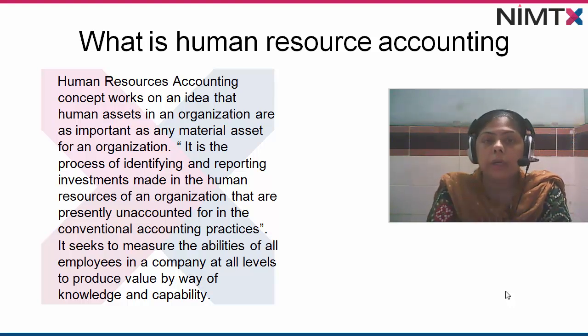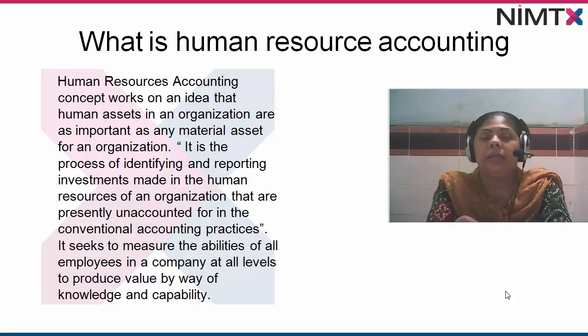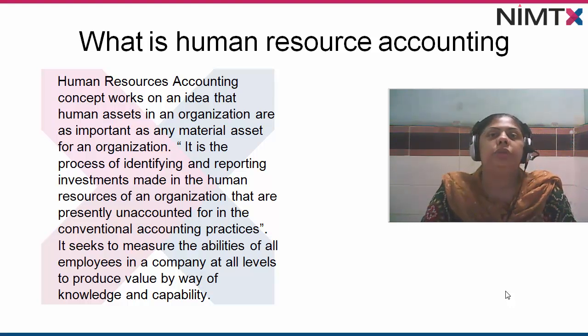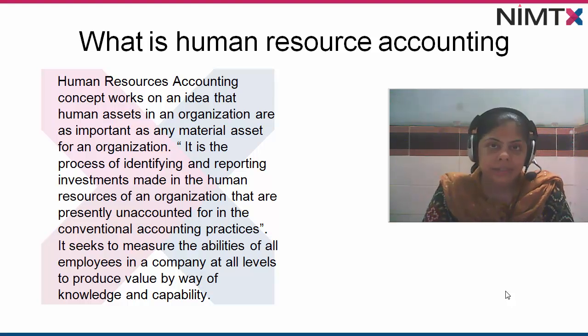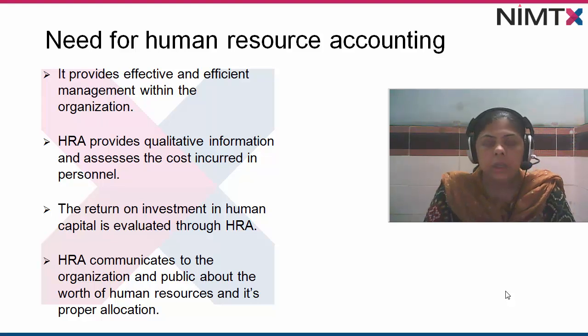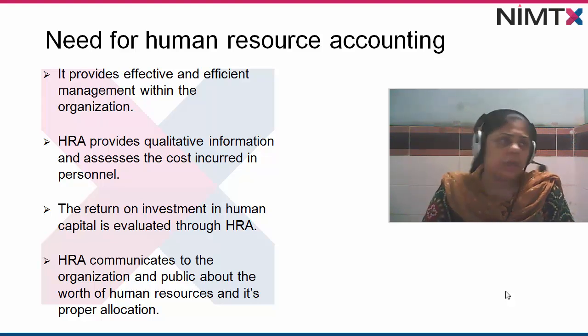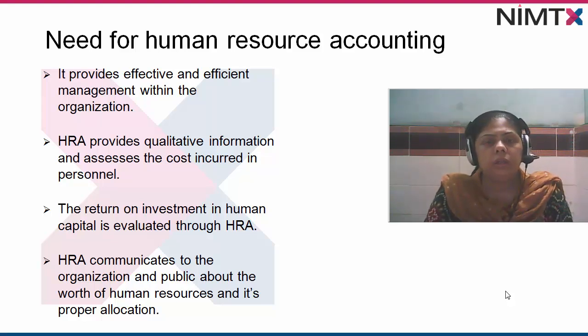When you employ a person, that person would work towards the organization's goal, and ultimately it leads to profits for the organization. Thus, human resources today are considered an asset. Why is there a need for human resource accounting? You employ a person, you take it as a cost. Why exactly has human resource accounting come into effect?